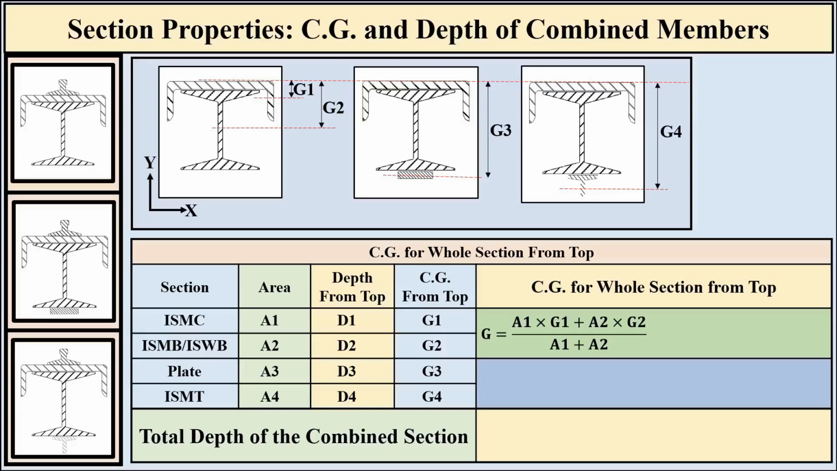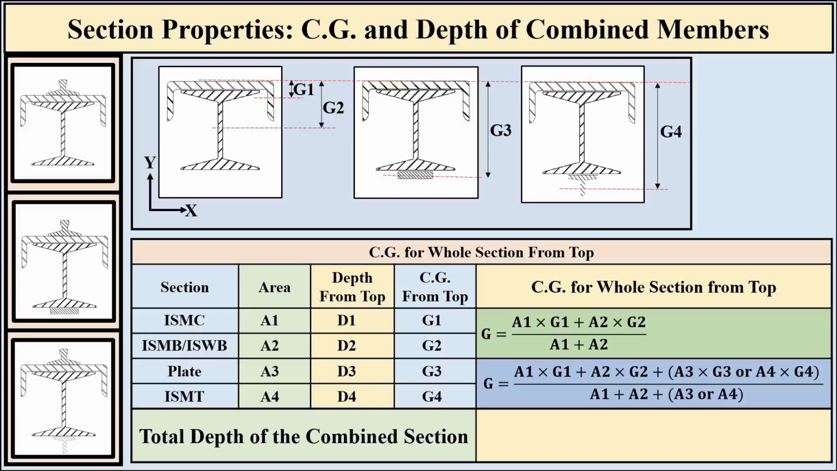If we need to consider the additional section like plates or ISMT, we have also to measure the CG distance of them from top. In this figure, values of them are G3 or G4. Then, the formula of this combination will be A1 multiplied by G1, plus A2 multiplied by G2, plus A3 multiplied by G3, or A4 multiplied by G4, all divided by the quantity A1 plus A2 plus A3, or A4.